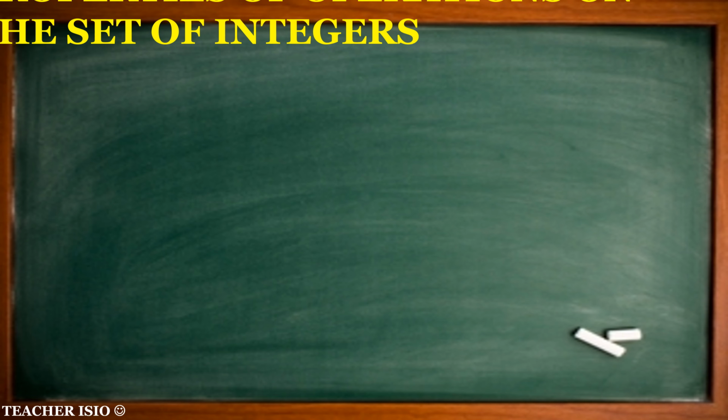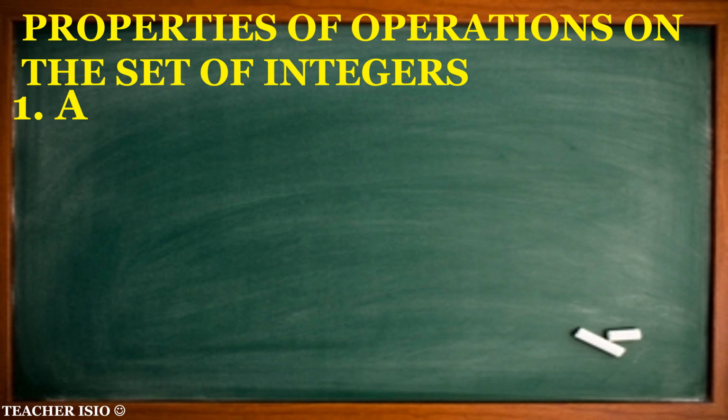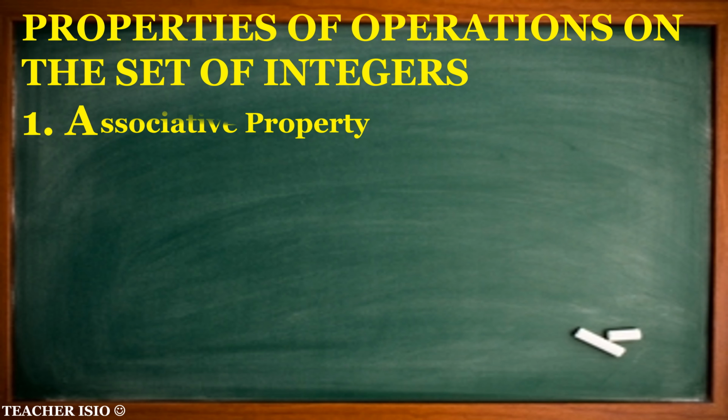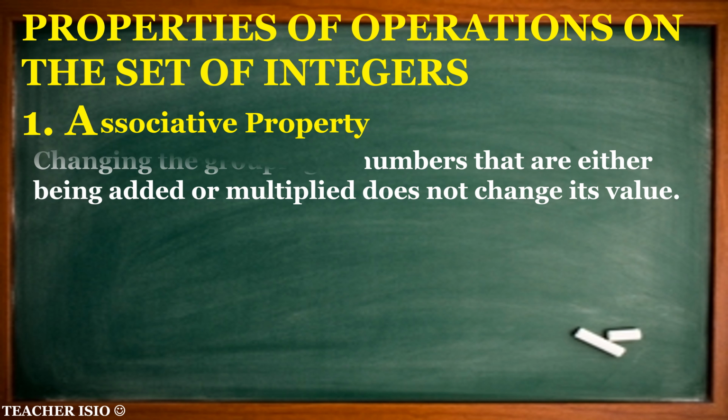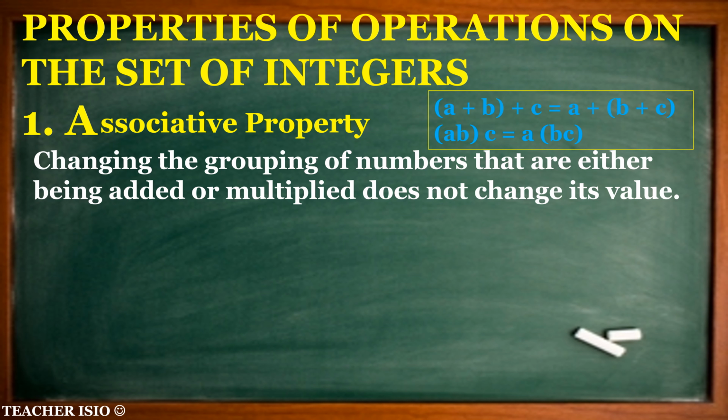Let's now have the first property, which is A, stands for associative property. Changing the grouping of numbers that are either being added or multiplied does not change its value. So again, this is the format in associative property. So now let's have an example.